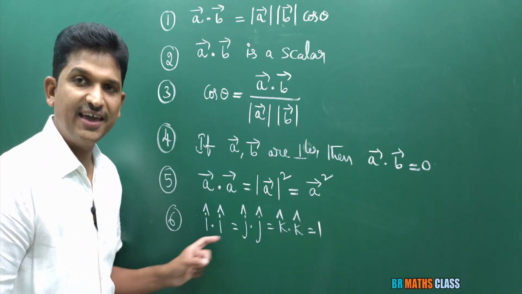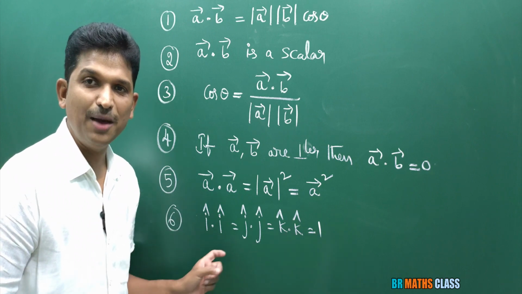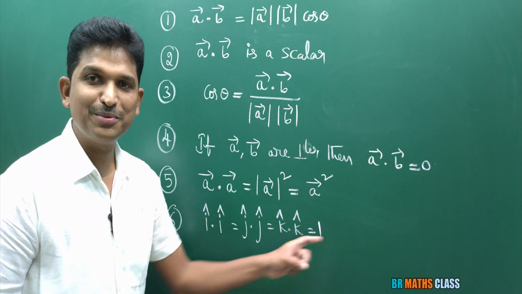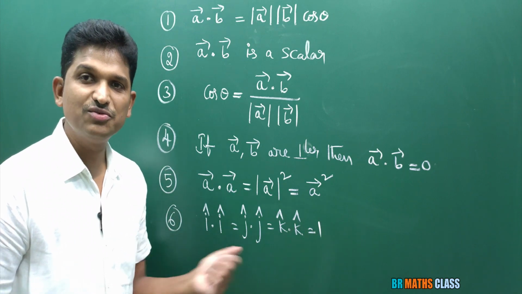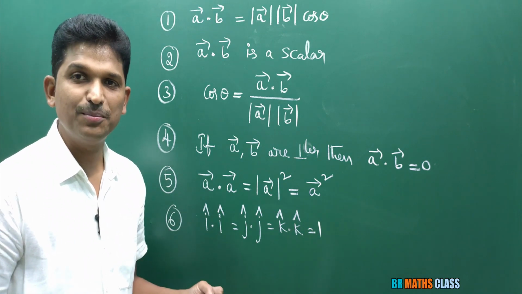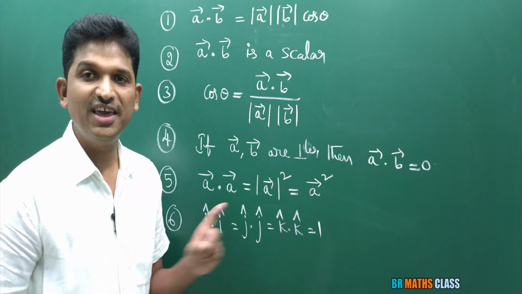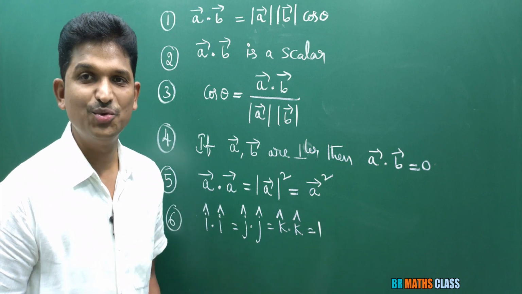You observe here. I cap dot I cap is 1. J cap dot J cap is 1. K cap dot K cap is 1. From now onwards, wherever you see I cap dot I cap, immediately we will write 1. J cap dot J cap, we will write 1. K cap dot K cap, we will write 1.